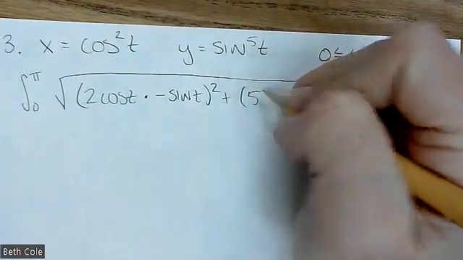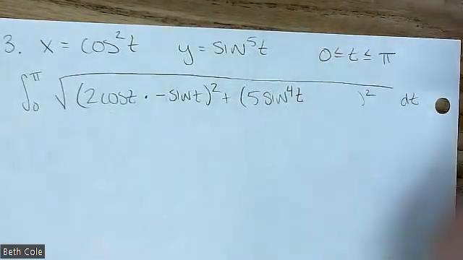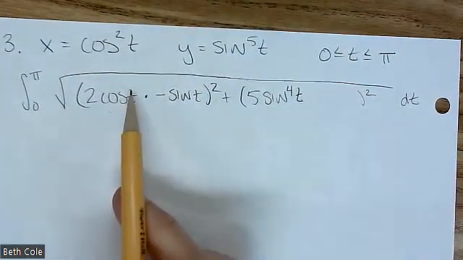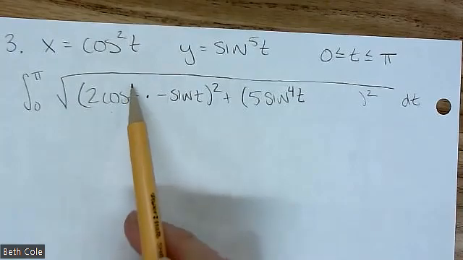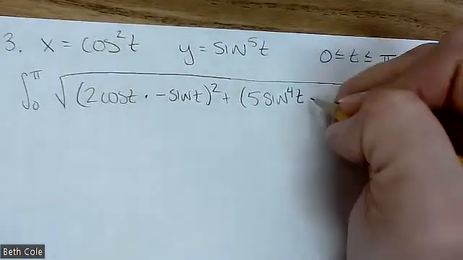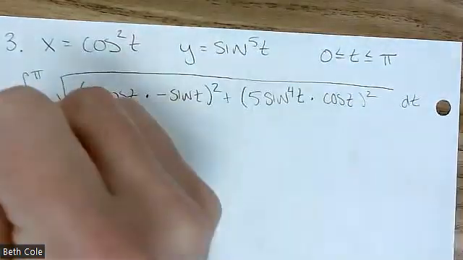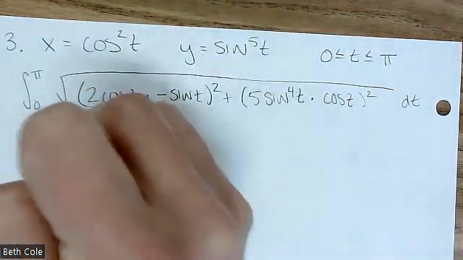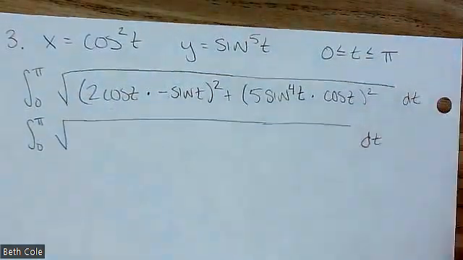It'll be 5 sine to the 4th of t. Why did this one not have another number in there? Yeah, I mean, you could put 1 there if you want to. Times cosine. Perfect. Okay, good. And we're just going to do one more step of simplifying that down. Again, the reason I'm doing this is because in your homework, they did a couple like this where you just have to set it up.